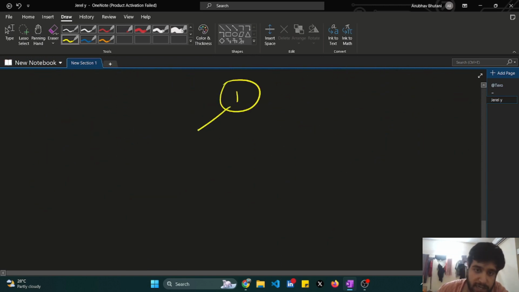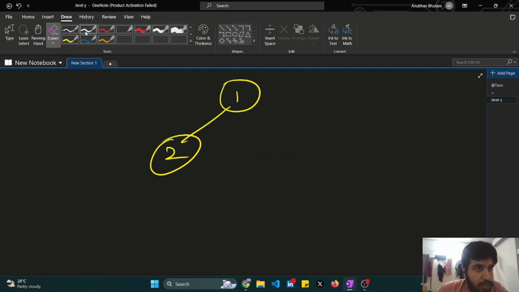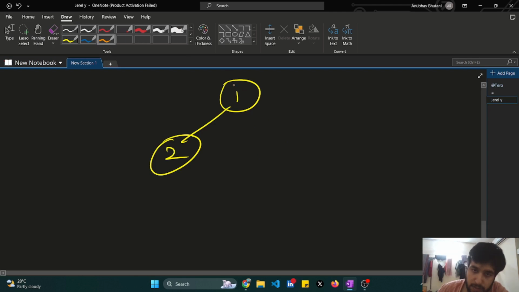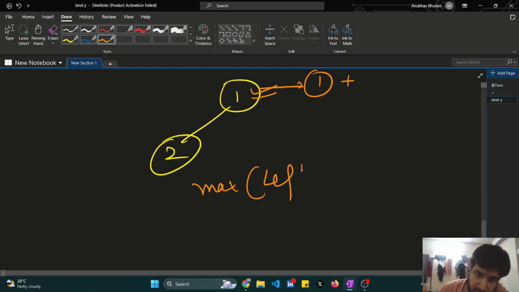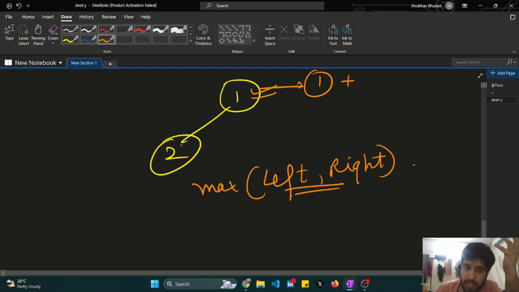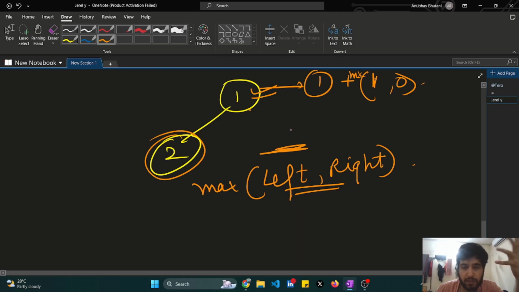Suppose basically three nodes are not present, two nodes are present. So what would be my answer in this case? First level, so 1 plus maximum of left comma right. Basically this left, if it is existing, it would add in this, so it would be maximum of 1 comma 0. As there is no node here, it would be contributing 0.